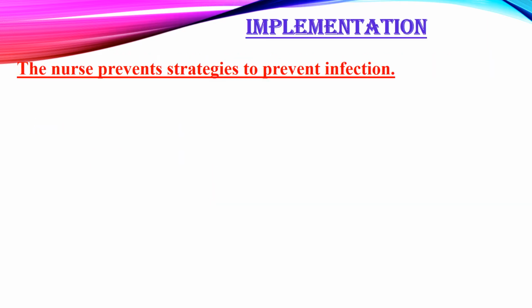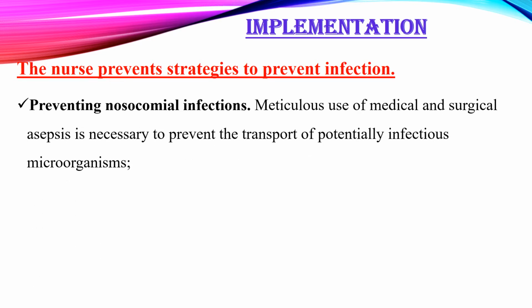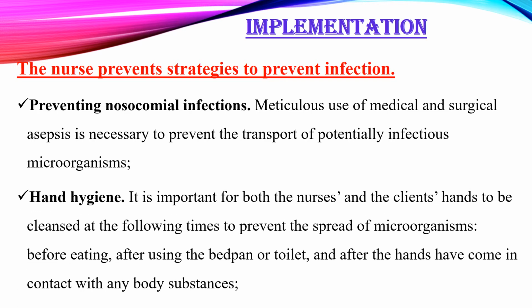Implementation. The nurse uses strategies to prevent the infection. Preventing nosocomial infection. Meticulous use of medical and surgical asepsis is necessary to prevent the transport of potentially infectious microorganisms. The next important one is hand hygiene. It is important for both the nurses and the client's hands to be cleansed at the following times to prevent the spread of microorganisms: before eating, after using the bedpan or toilet, and after the hands have come in contact with any body substances.